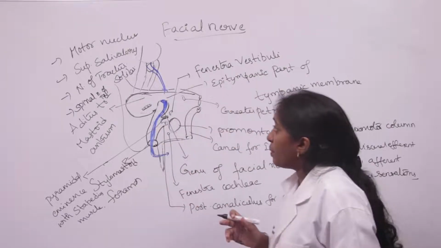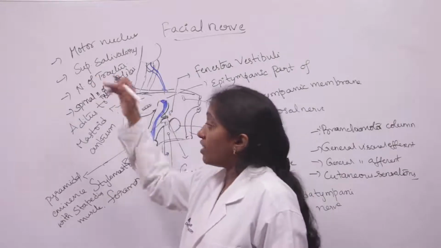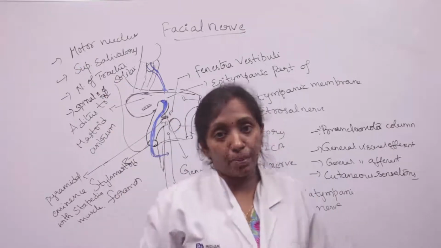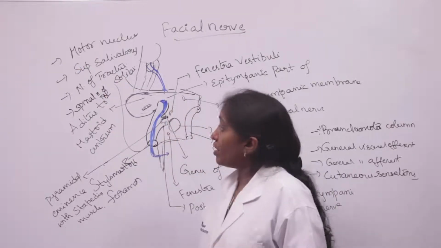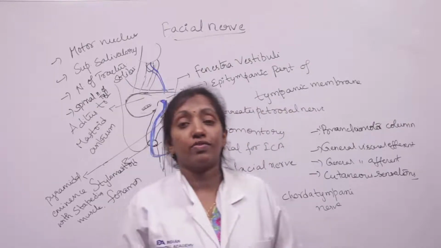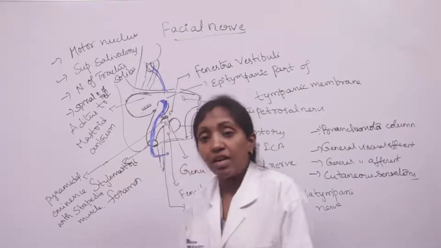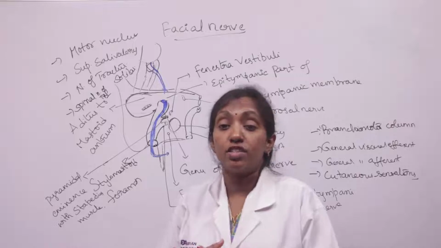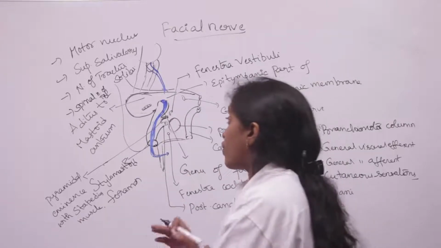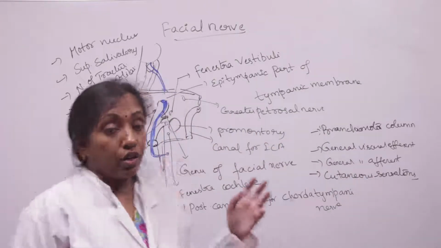Coming to the superior salivatory nucleus, it is also situated nearer to the motor nucleus, and it supplies the preganglionic parasympathetic fibers. Coming to the nucleus of tractus solitarius, it receives taste fibers from the anterior two-thirds of the tongue as well as from the soft palate. The spinal nucleus of the trigeminal nerve receives cutaneous, not taste, sensations from the concha. So these are the nuclei of the facial nerve.